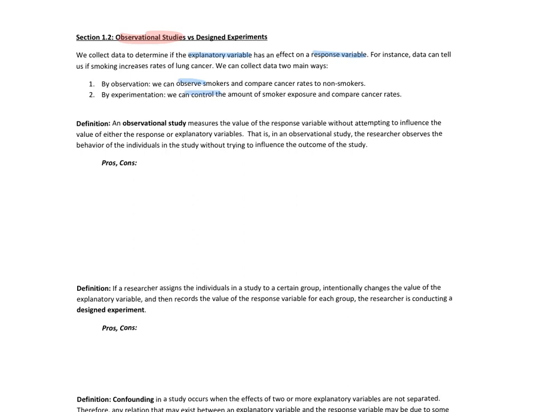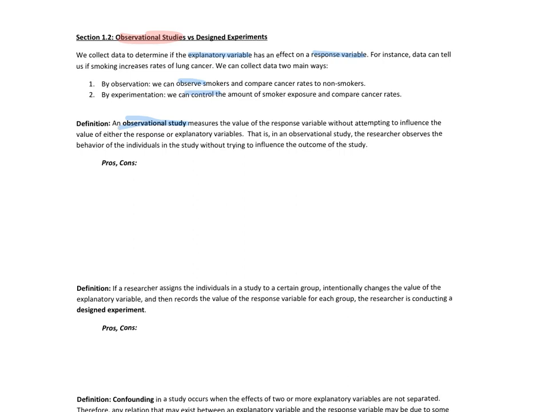All right, so the observation is called an observational study. It measures the value of the response variable, so in this case, the lung cancer, without attempting to influence the value of either variable. That is, in an observational study, the researcher just observes the behavior of the individuals in the study without trying to influence the outcome of the study.